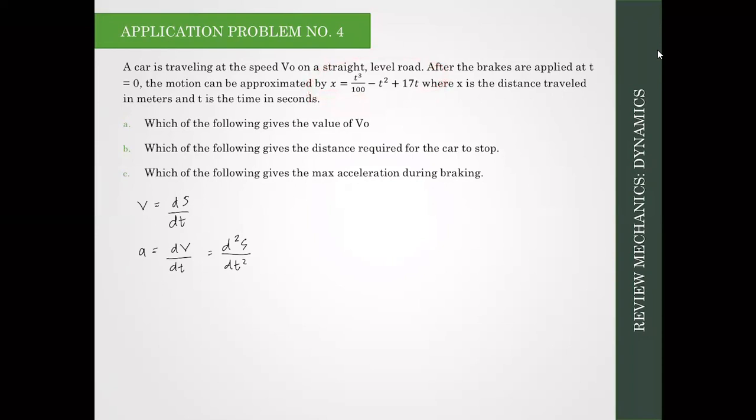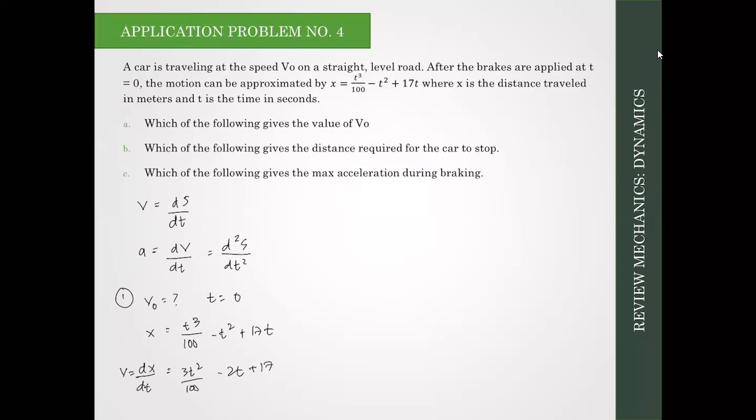So yung first question, ang sabi sa kanya, which of the following gives value of V naught, no? So ano yung magiging value ni V naught if yung time natin is equals to 0 kasi initial nga siya. Okay? So kailangan kunin muna natin yung value ni V. So yung S natin is in terms ni x, which is given as t cubed over 100 minus t squared plus 17t. So all we need to do is to get yung kanyang derivative with respect to time para makuha yung velocity equation natin. So that will be 3t squared over 100 minus 2t plus 17. So yan agad yung equation natin.